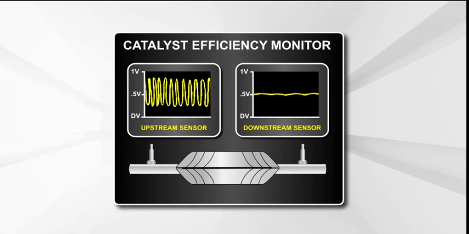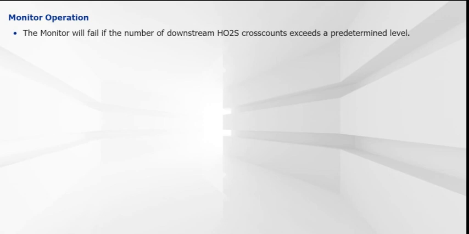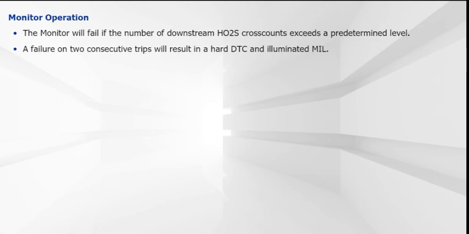On a vehicle with a degraded catalyst, the post-converter gases will contain varying amounts of oxygen. This will be indicated by a significant variation in the frequency and amplitude of the downstream HO2S signal in the closed loop. Once the number of downstream cross-counts exceeds a predetermined level, the monitor will fail. For Hyundai vehicles, a failure of the catalyst efficiency monitor will occur on 2 consecutive trips, and will result in a hard DTC and illuminated MIL.